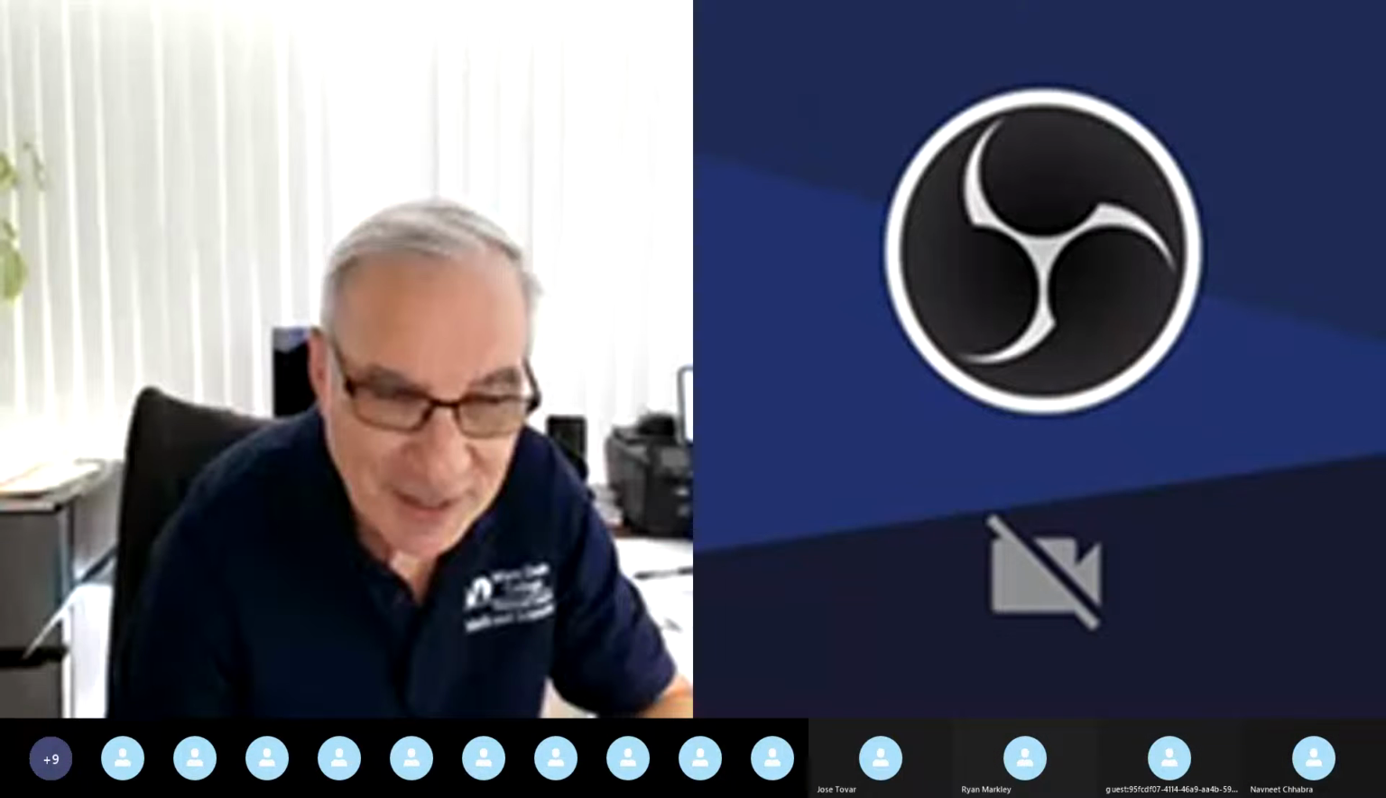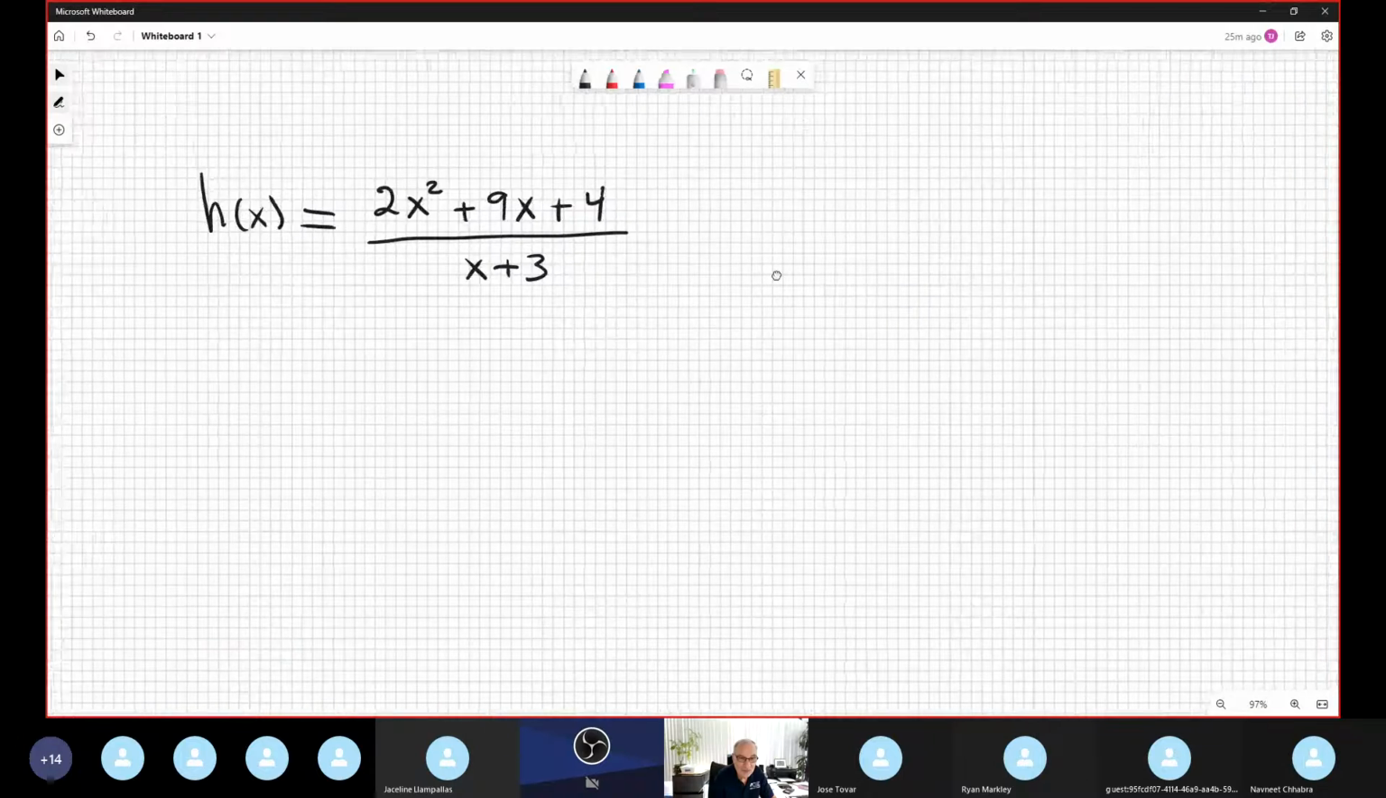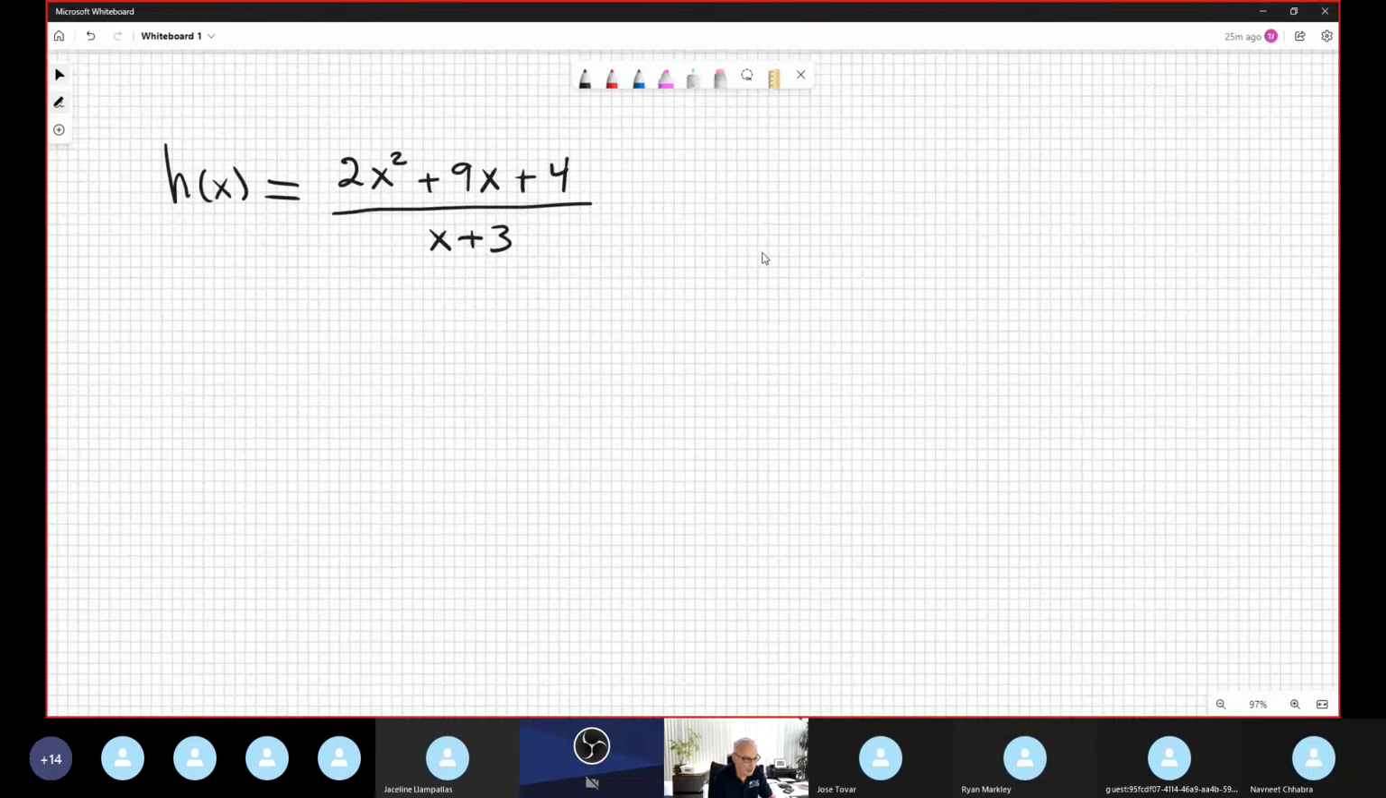Okay, it's recording now. I want to start at the beginning again, this problem. I stopped in the middle of the problem, but I want to start again. Okay, the idea is to graph this rational function. So remember, seven steps. Step one is factorization.